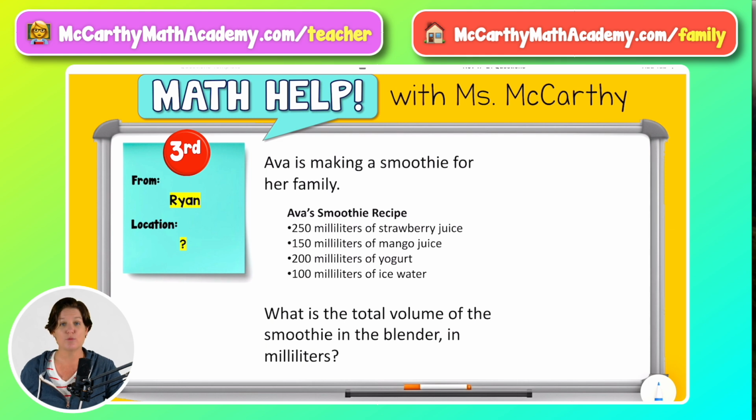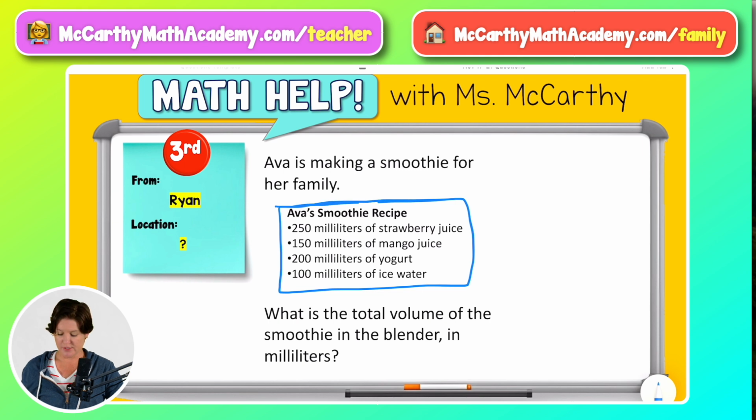Ava is making a smoothie for her family, and this is Ava's recipe right here. The question says, what is the total volume of the smoothie in the blender in milliliters? And we can see that all of our answers right here are in milliliters. So we're not converting the units of measurement here. We're sticking to milliliters. We just need to find the total volume. What does that mean? We need to take the strawberry juice, the mango juice, the yogurt, and the ice water and combine them together to find the total, which requires the operation of addition.